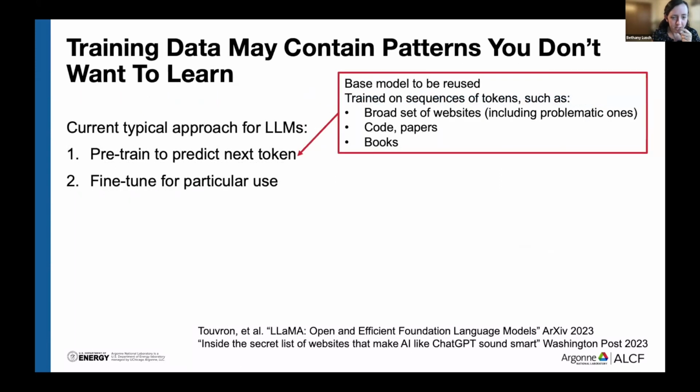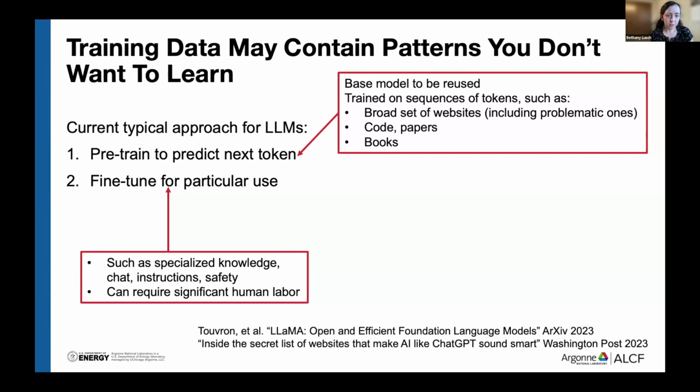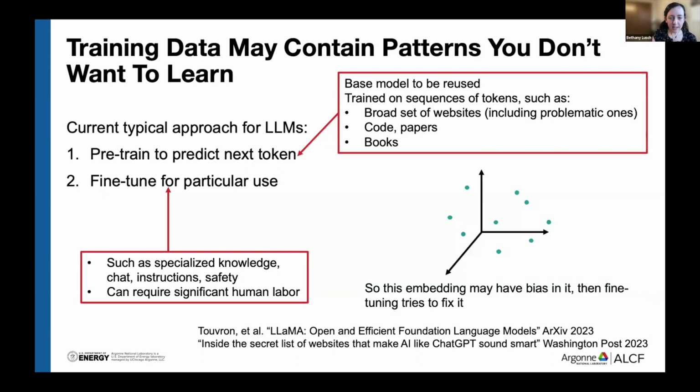And then the training. LLMs do a great job of learning patterns from training data often, but sometimes you don't want an LLM to repeat patterns that it learned. So for example, models are typically pre-trained on tons of text data, including a broad set of websites, including problematic ones with lots of racism and sexism. And then they're fine-tuned for particular use, and this can require a lot of human labor. And you're essentially trying to take the bias back out that you already had in the embedding.